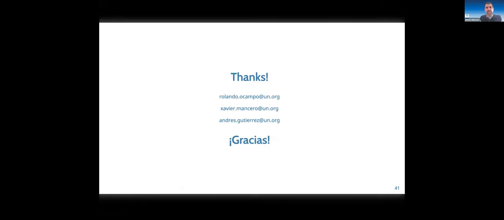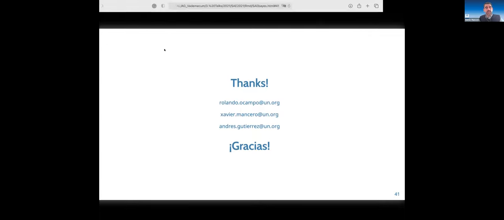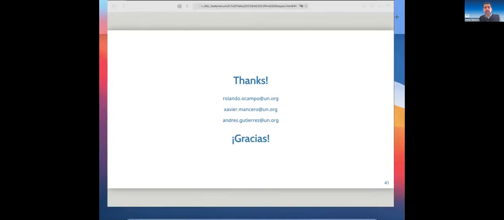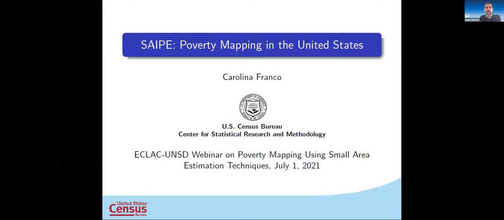Thank you very much, Andres, for this overview of the motivation behind small area estimation and for presenting ECLAC's exploration of methodologies to produce poverty maps for the countries in the region. Now I would like to turn to our next speaker, Ms. Carolina Franco. She's the principal researcher and leader of the Small Area Estimation Group at the Center for Statistical Research and Methodology at the US Census Bureau. And she will share with us the experience in poverty mapping at the Census Bureau. Carolina, you have the floor.